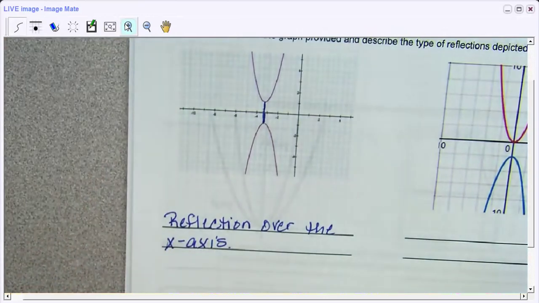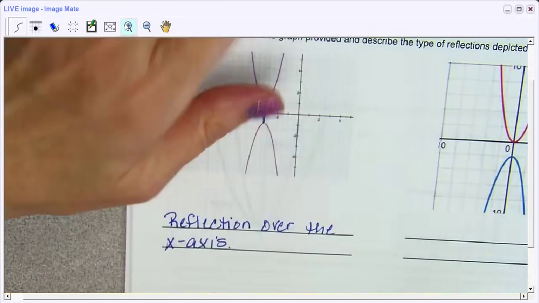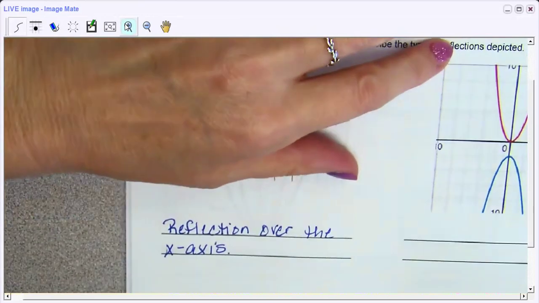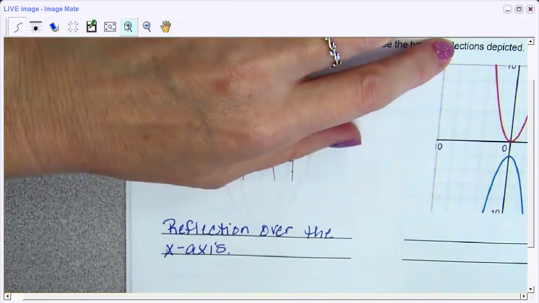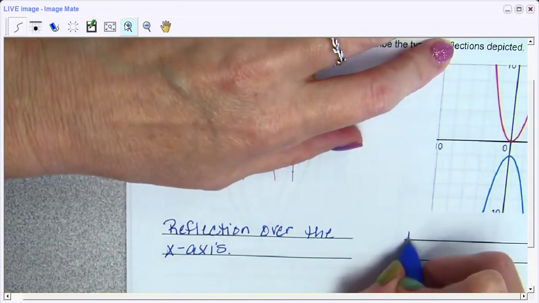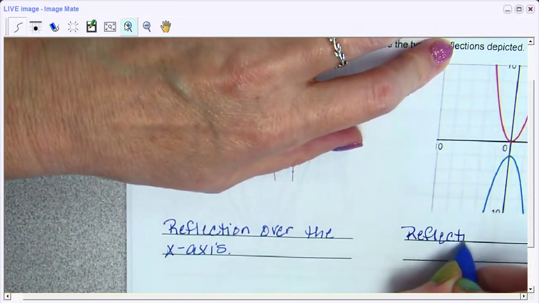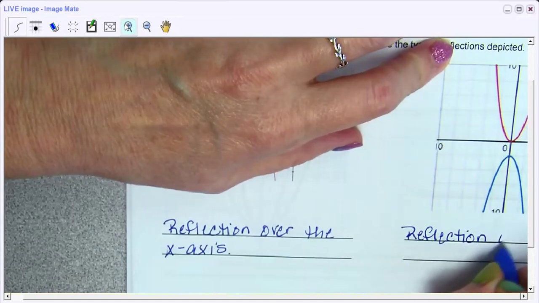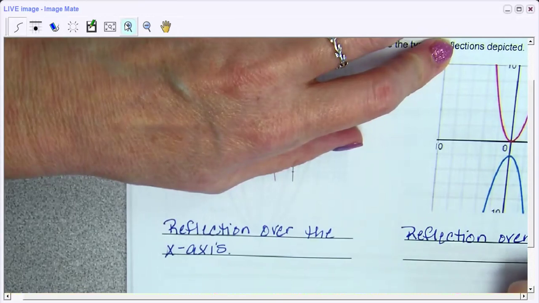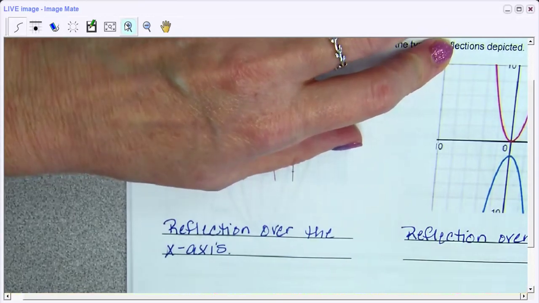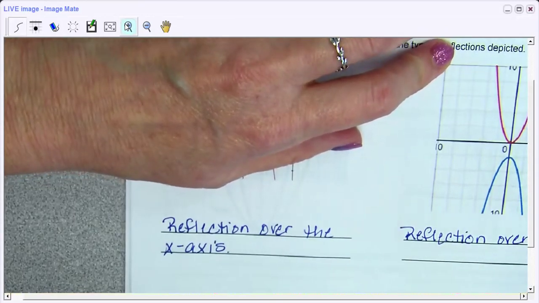All right. What about this second one? So first, since you have one opening up and one opening down, it would be a reflection over the x-axis. And then after that, you see that it's moved down. You would translate 1 unit down.